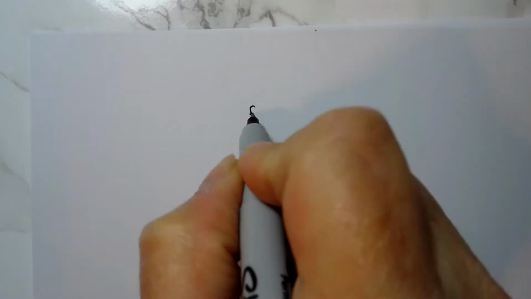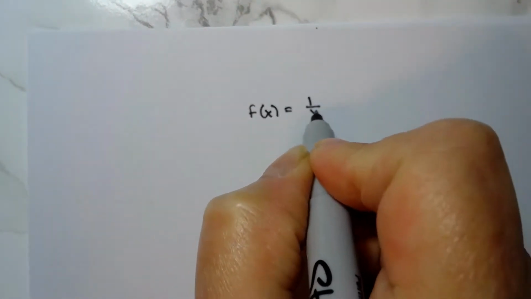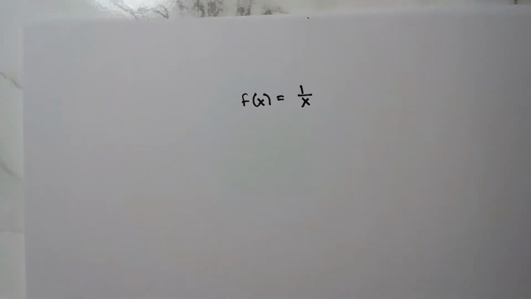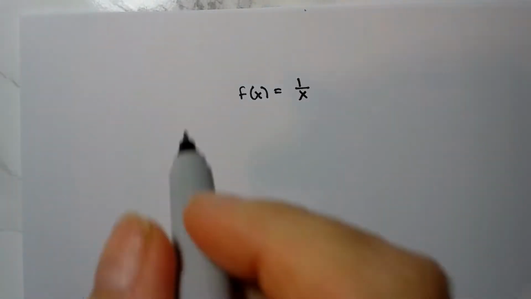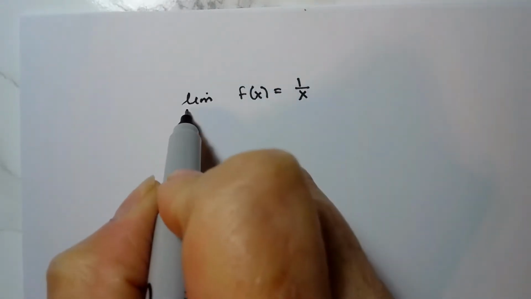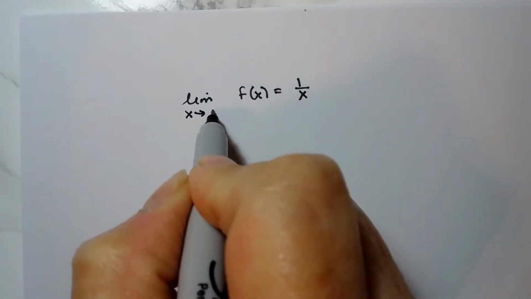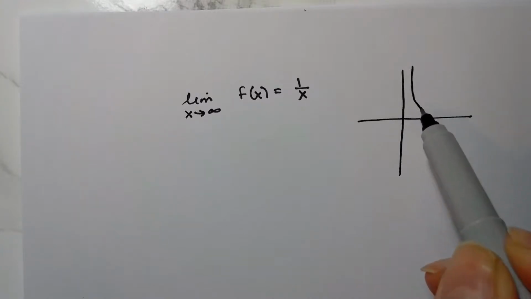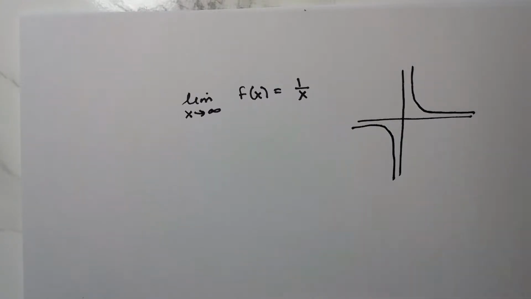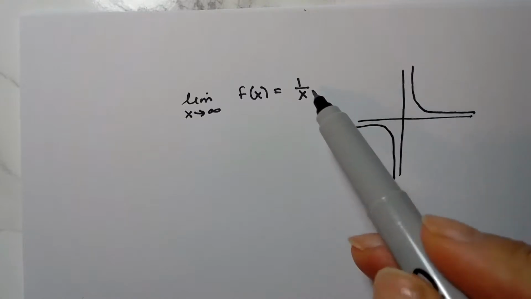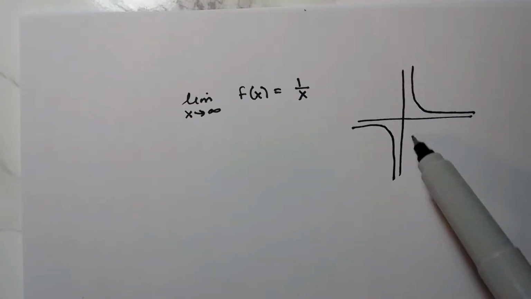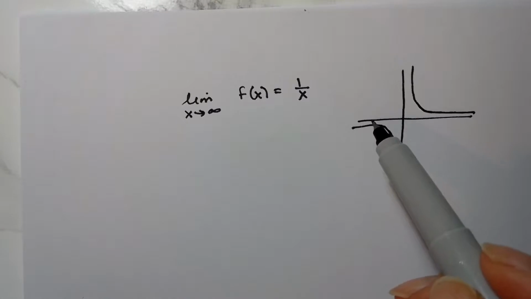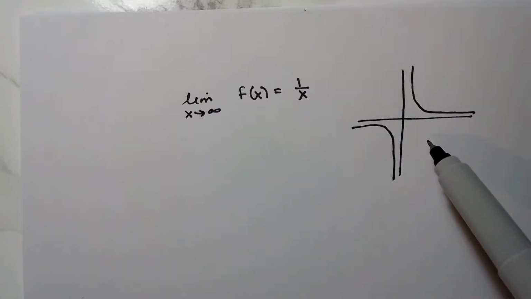Another simple function is the function f of x equals 1 over x. This is also on the next page in your book. But if I want to take the limit of that function as x approaches positive infinity, I'm not even graphing it. I know what it looks like graphically. This thing looks like this, right? And I know that x equals 0 is a vertical asymptote. I also know that y equals 0 is a horizontal asymptote.